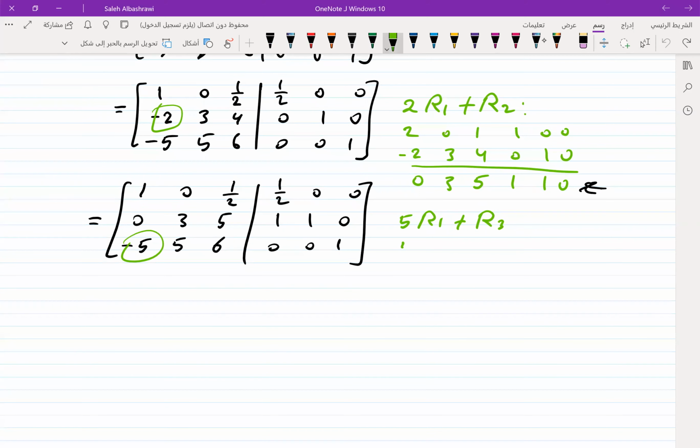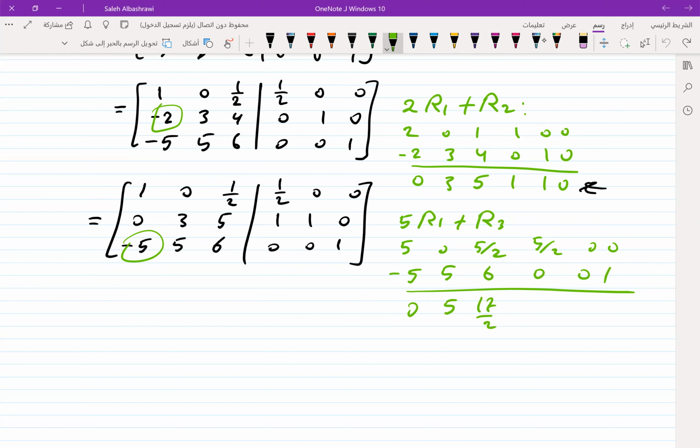So I will have 5, 0, 5 over 2, and 5 over 2, 0, 0. Minus 5, 5, 6, 0, 0, 1. And add. I will have 0, 5, 17 over 2, 5 over 2, 0, and 1.